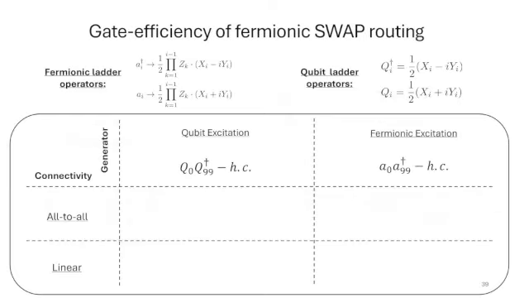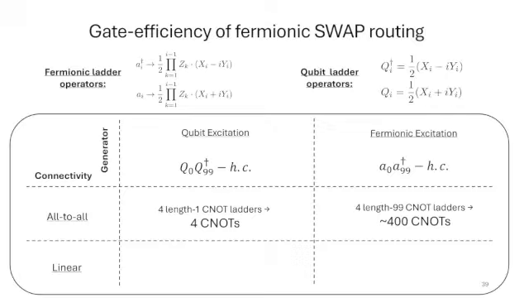To see how this can change things, let's look at 2 particular excitations. So we have a qubit excitation and a fermionic excitation, both between qubit 0 and 99. If we have all-to-all connectivity, the qubit excitation is very simple to implement. It can actually be implemented using only 4 CNOTs. So it's a very cheap operation to implement on hardware. The fermionic excitation requires 400 CNOTs, roughly. This is because of the Jordan-Wigner strings that require many gates to be implemented on the quantum computer.